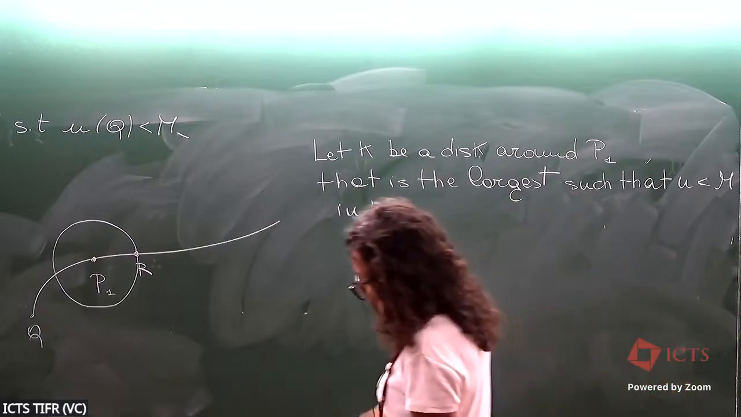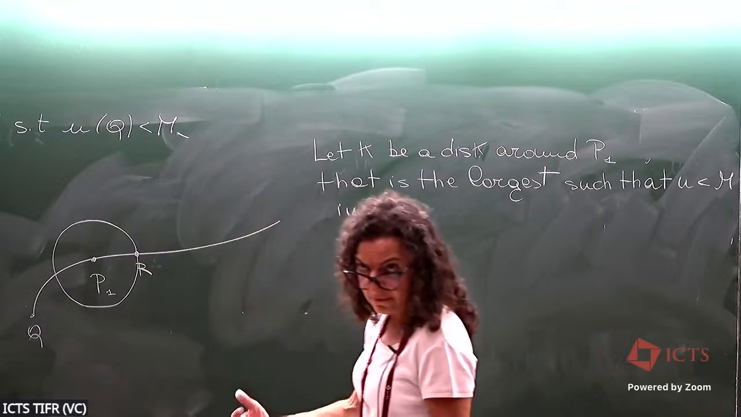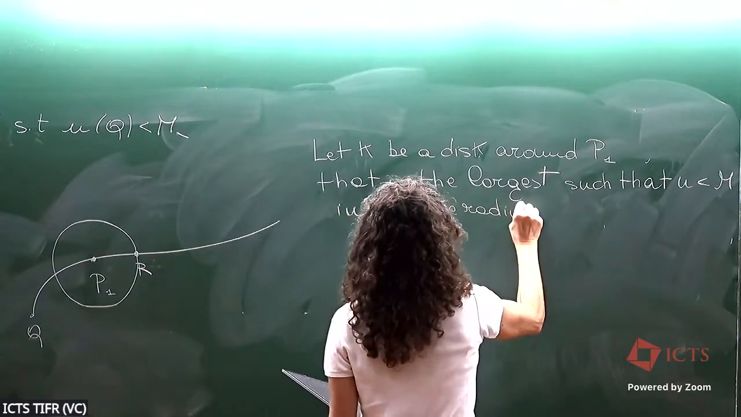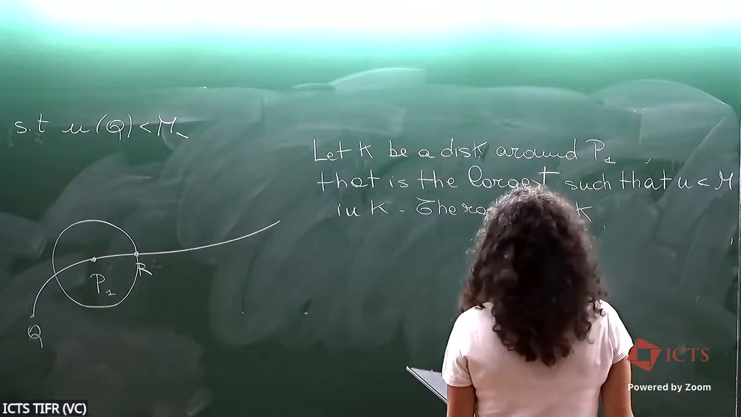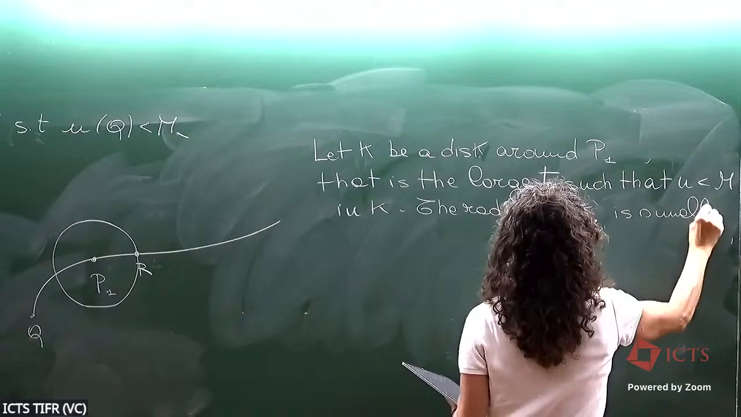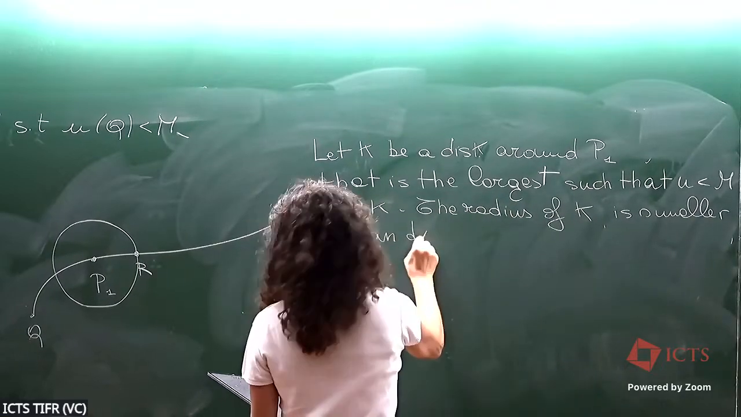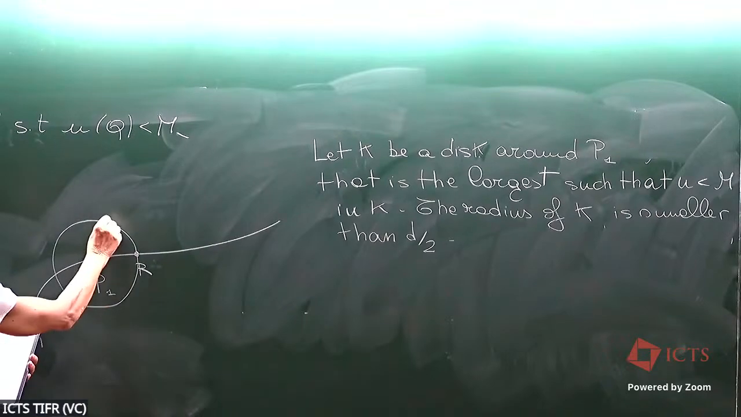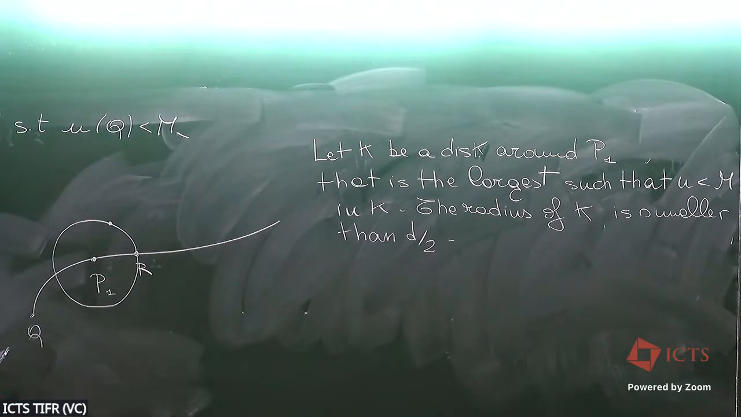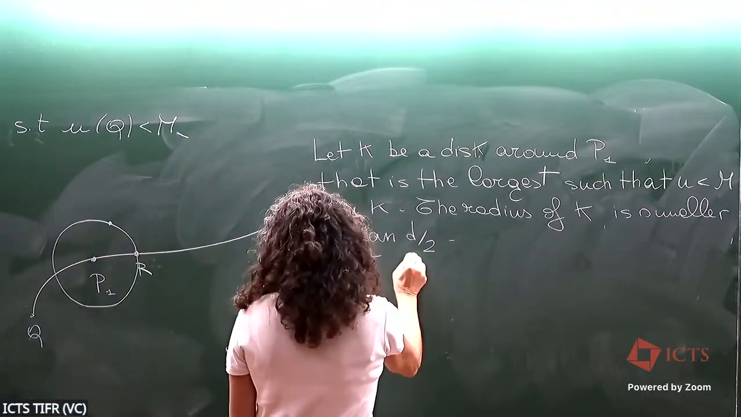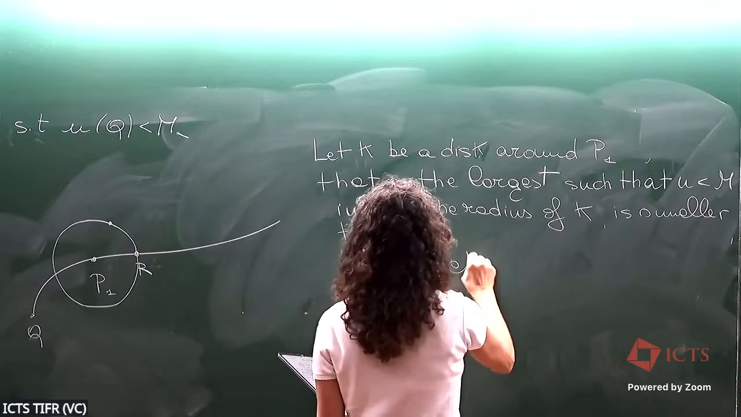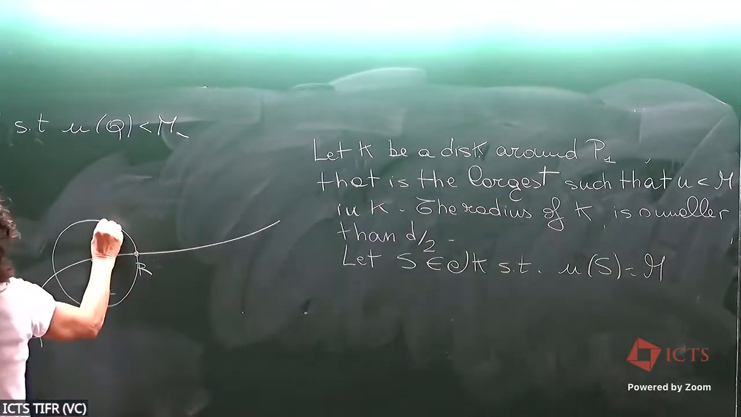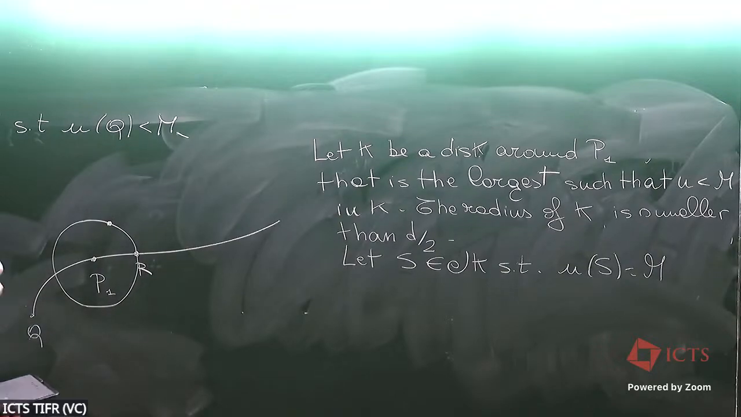And so as this distance was less or equal than d over 2, this radius must be less than d over 2. So the radius of K is smaller than d over 2. But on the boundary of K, there is at least one point that can be R, but can be also another one, where the function has value M. So let S on the boundary of K such that U of S is equal to M. There is at least one point. I take it outside gamma, because one doesn't know, but okay.